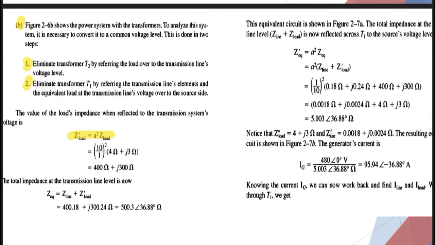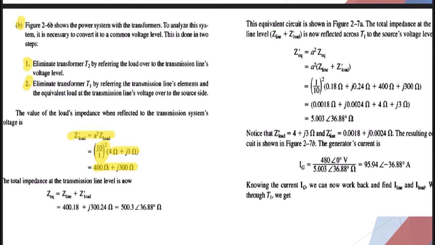So a square, we'll use the ratio here, the ratio for the transformer T2. So 10 over 1 squared. 10 over 1 is given from the question. Multiply 4 plus j3, this is for the load. So the answer will be 400 ohm plus j300 ohm.